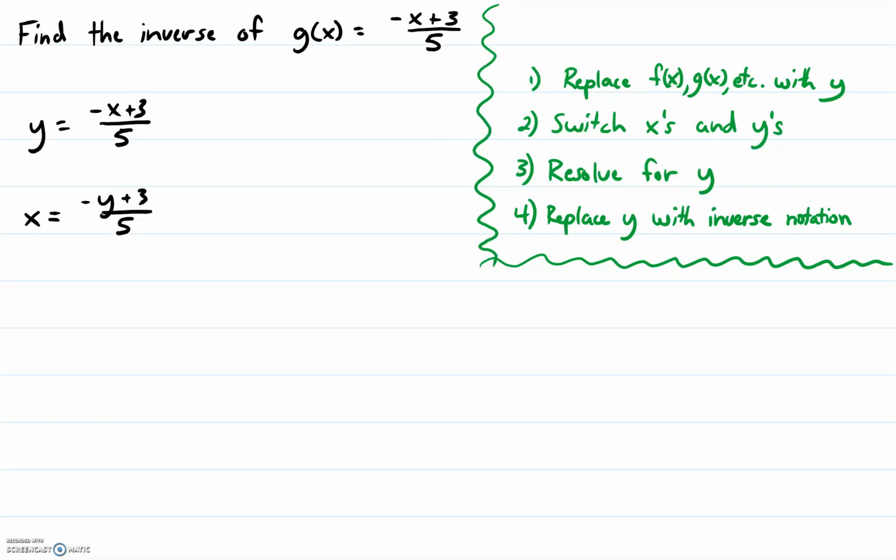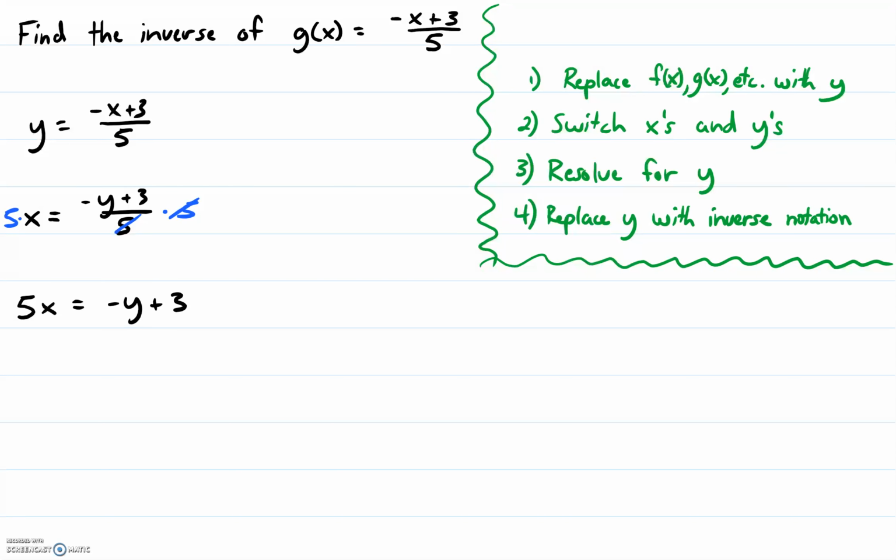Then the next thing to do is to re-solve for y. What we want to do is get y by itself. So the first thing I'm going to do is multiply both sides of what we have after step 2 by 5. What that's going to allow us to do is get rid of the fraction on the right-hand side. It's going to leave us with 5 times x is equal to negative y plus 3.